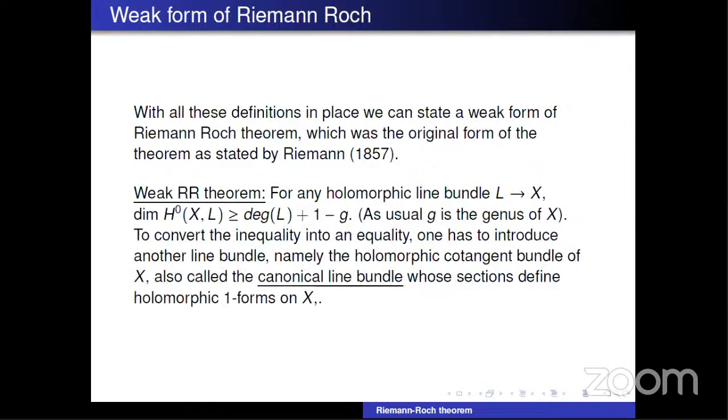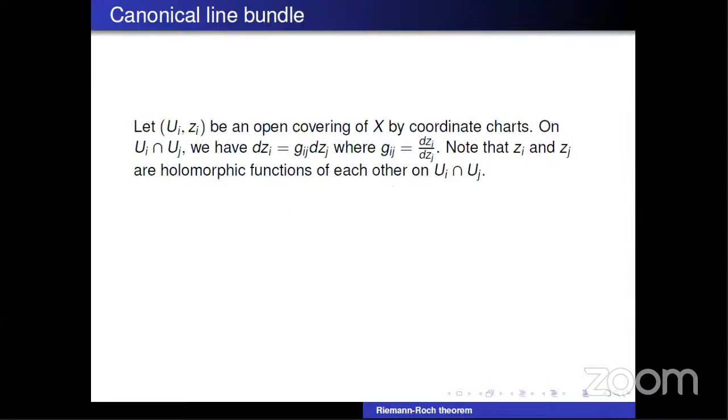Okay, now to convert the inequality into an equality, one has to introduce another line bundle, namely the holomorphic cotangent bundle of X, also called the canonical line bundle, whose sections define the holomorphic one forms on X. So now to state a more precise theorem, we need to introduce this line bundle, what's called the canonical line bundle.